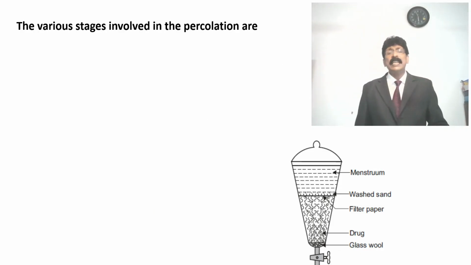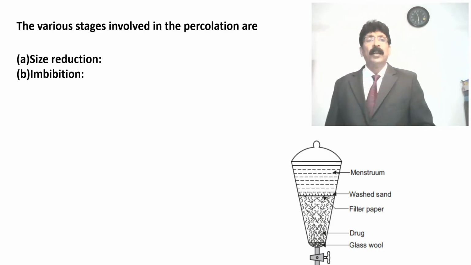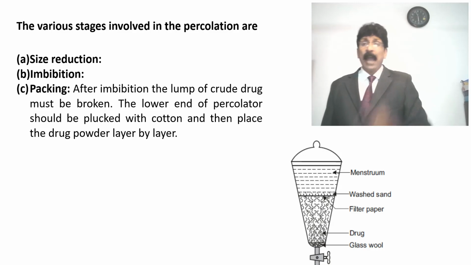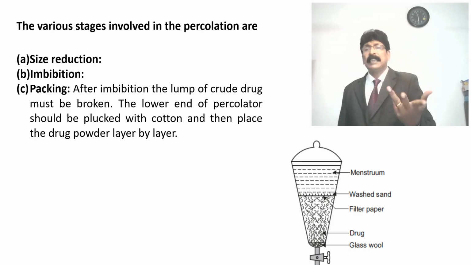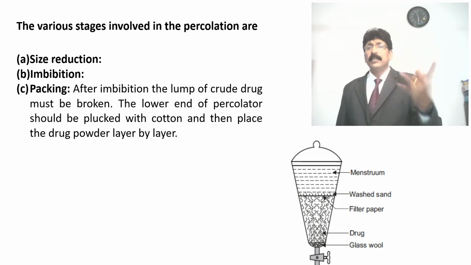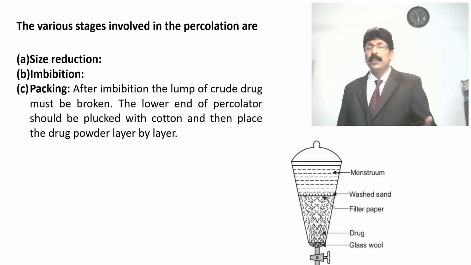The various stages involved in percolation are: size reduction first, imbibition second, then packing. Size reduction, you have to reduce the size. In the classroom we have discussed size reduction, which you studied in engineering: cutting, compression, attrition, and impact. These are the four techniques. Many instruments you might have studied, especially the ball mill, use all the techniques except cutting. It undergoes impact, attrition, and compression.